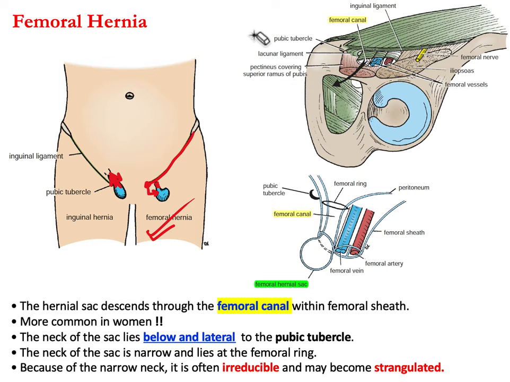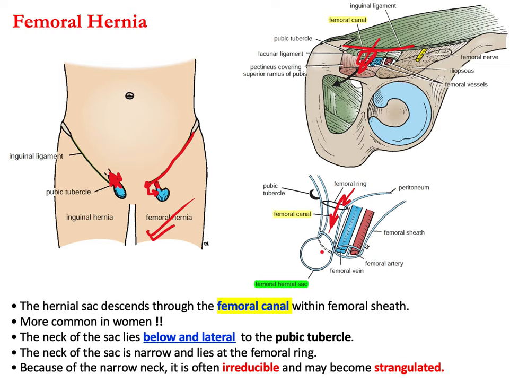relatively, they are not weak, except the most medial part of it, which doesn't really contain tough structures like these vessels and so forth. It's just a femoral canal for lymphatics. It contains lymphatics. So the femoral canal is the most medial part in the femoral sheath below the inguinal ligament, and it's the weakest point in which the hernia sac descends through the femoral canal within the femoral sheath.